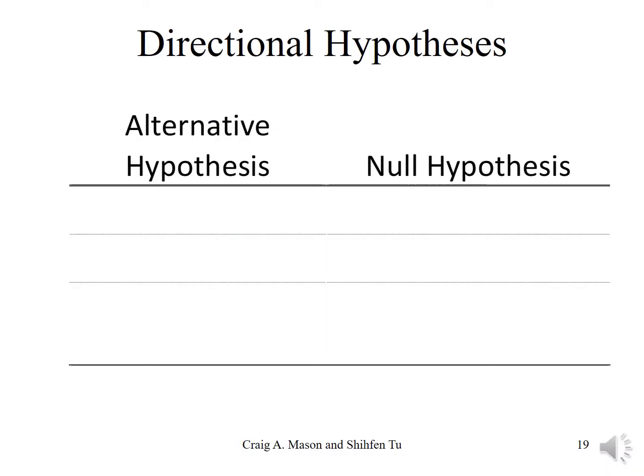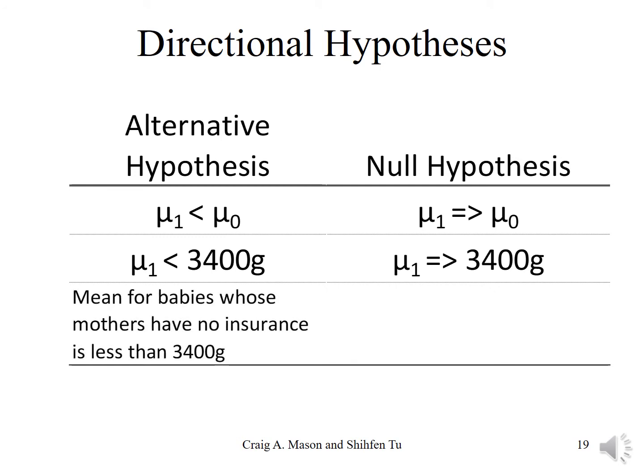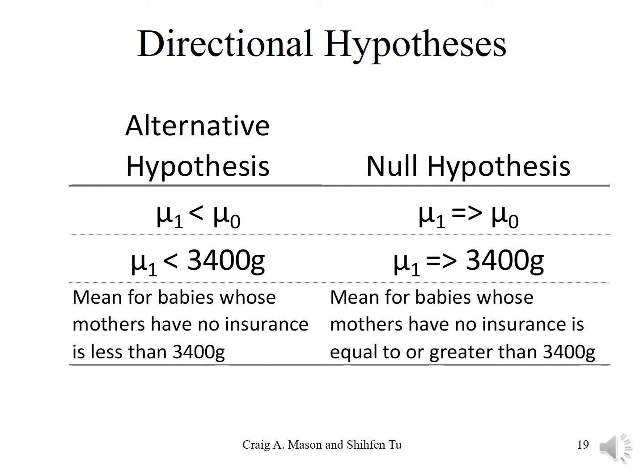Mathematically, my alternative hypothesis is mu1 is less than mu0, and my null hypothesis is mu1 is equal to or greater than mu0. Plugging in values, you could also frame the alternative as mu1 is less than 3,400 grams, and the null hypothesis as mu1 is equal to or greater than 3,400 grams. Or in English, you can say that the alternative hypothesis is the mean when mothers have no insurance is less than 3,400 grams, while the null hypothesis is the mean when mothers have no insurance is equal to or greater than 3,400 grams.